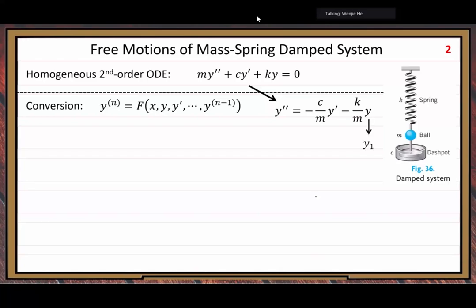So we need a y1 function corresponds to y2 function. So y prime, we use a new function, y2, for y prime. In this way, y double prime is y2 prime. So first order. So with one more function, that's the cost. When we do this conversion, we need to pay. So that's the extra cost we pay here.